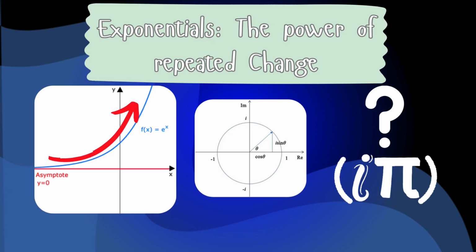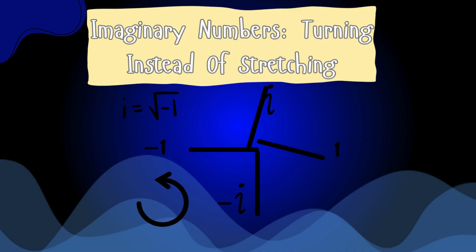In what we have, the unit circle, showing the imaginary numbers and how they're displayed, we can imagine that some type of motion will be spinning around this circle in however Euler's identity moves. And now we're going to try and figure out how e will move to the power of i times π. Imaginary numbers, turning instead of stretching.